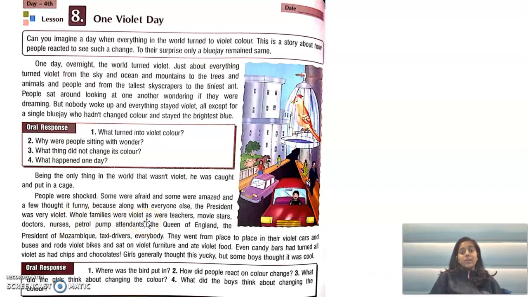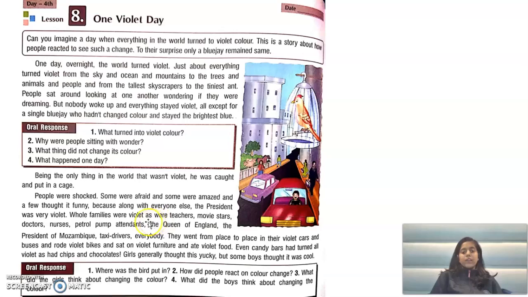All the people in the families were violet. Just imagine if you were violet, your mummy was violet, your papa was violet, your home was violet, everything was violet. Just imagine. That will be a really, really shocking situation, right? That will be a very surprising situation. So similarly, all the people were surprised.